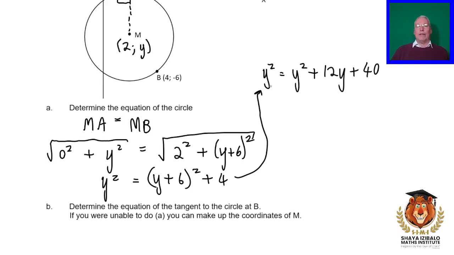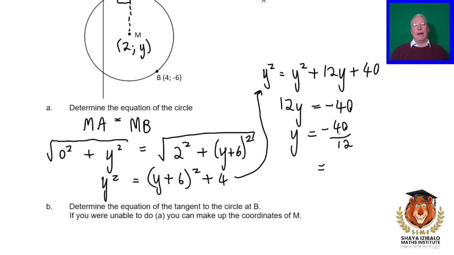So the y squareds actually subtract, and we get 12y plus 40 is 0, or 12y is negative 40 if we subtract 40 from both sides. Now we're going to divide both sides by 12. So we're actually going to get negative 40 over 12. Both those numbers divide by 4, which is negative 10 over 3. We did expect y to come out negative.